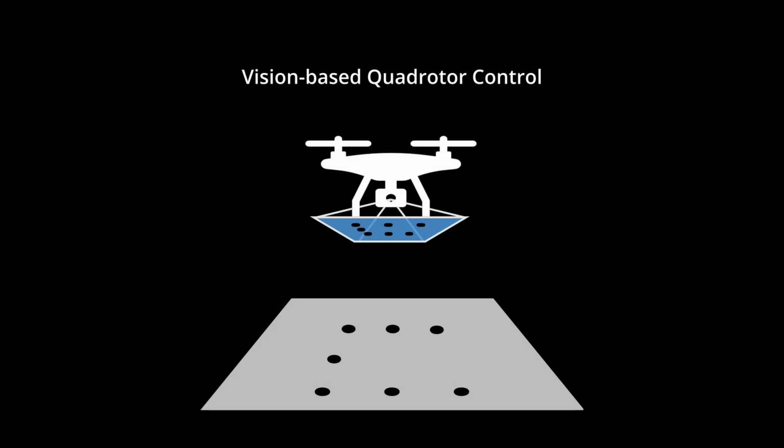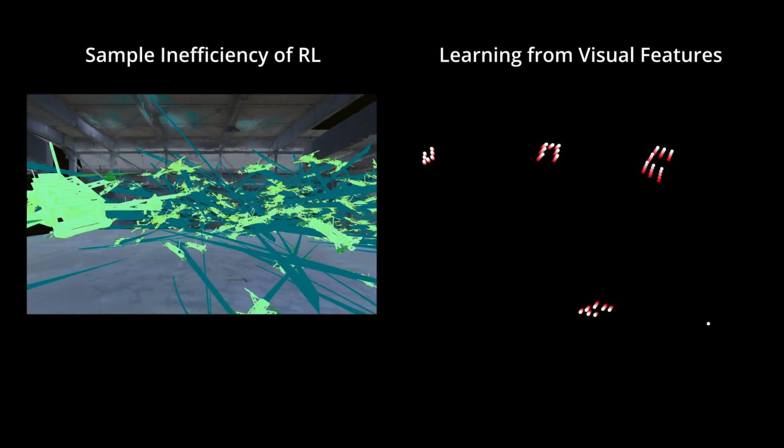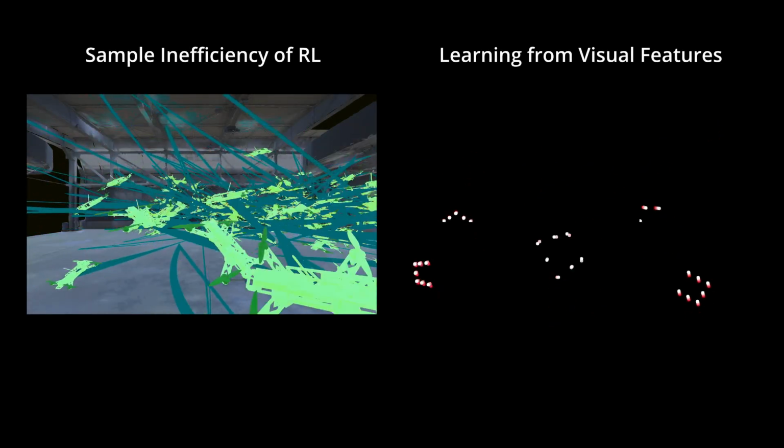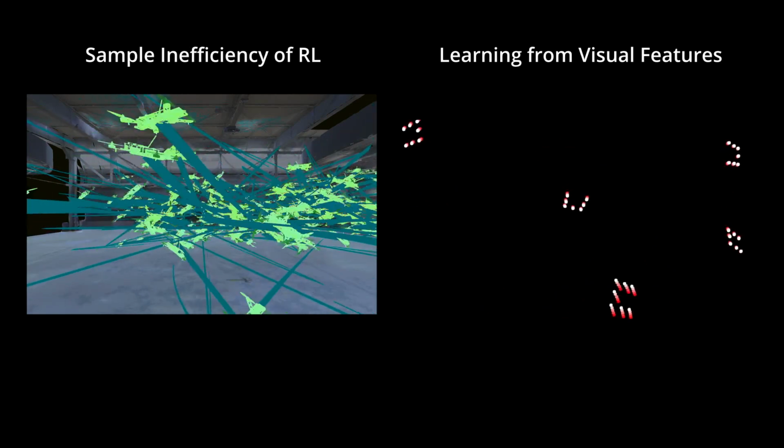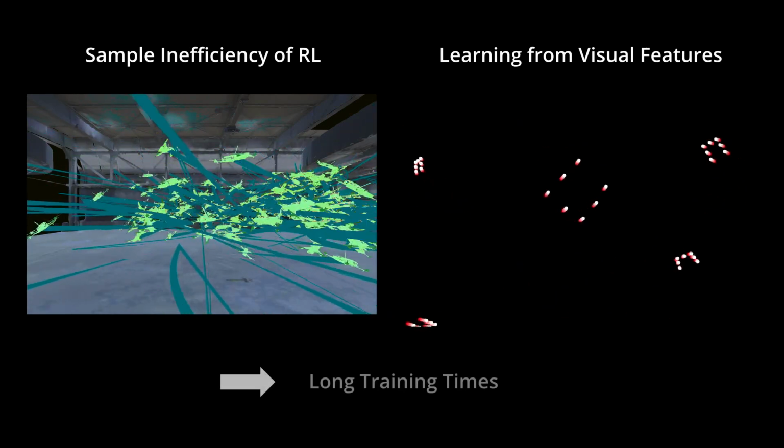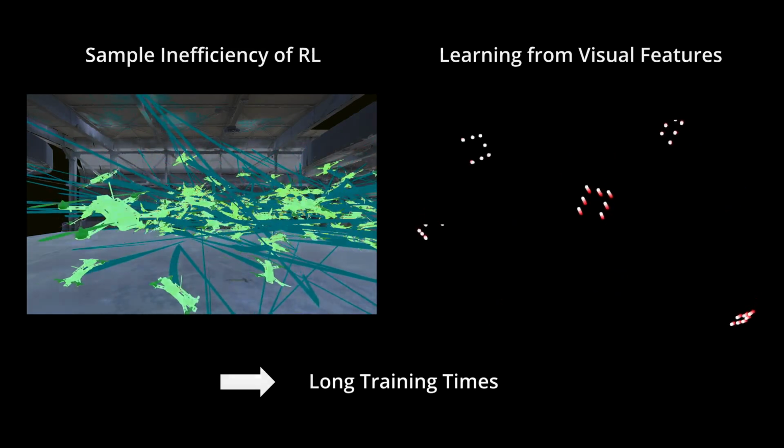This work focuses on efficiently learning a policy to control a quadrotor using only visual features. Despite the availability of large-scale simulation, reinforcement learning can be time-consuming and inefficient. This problem becomes worse when using visual features, leading to training times of hours or even days. We investigate using differentiable simulation to speed up policy optimization for vision-based control.